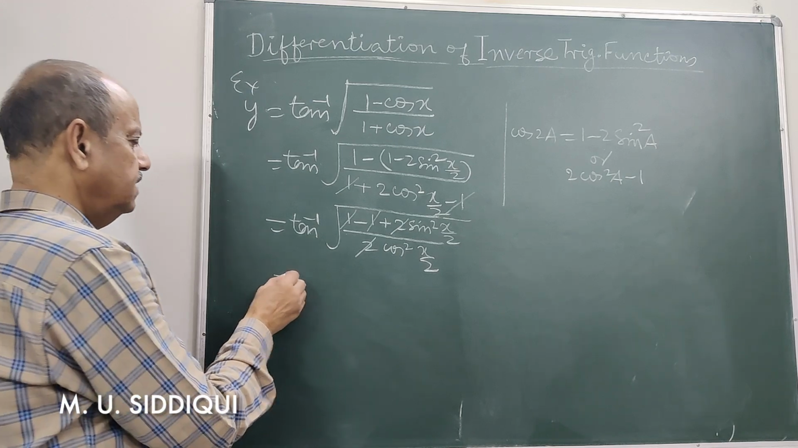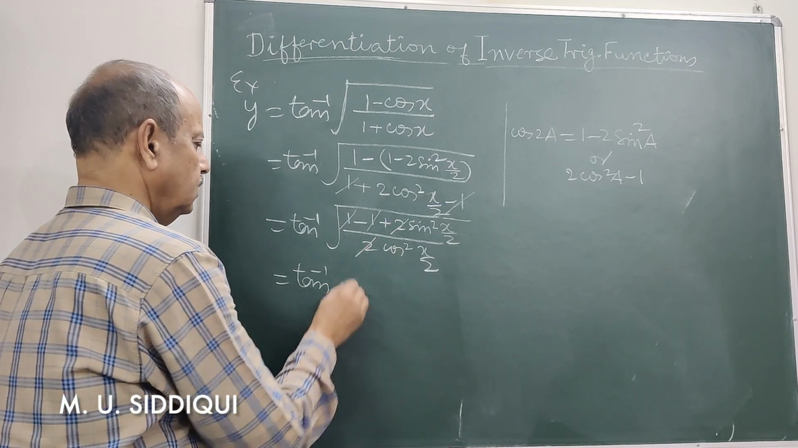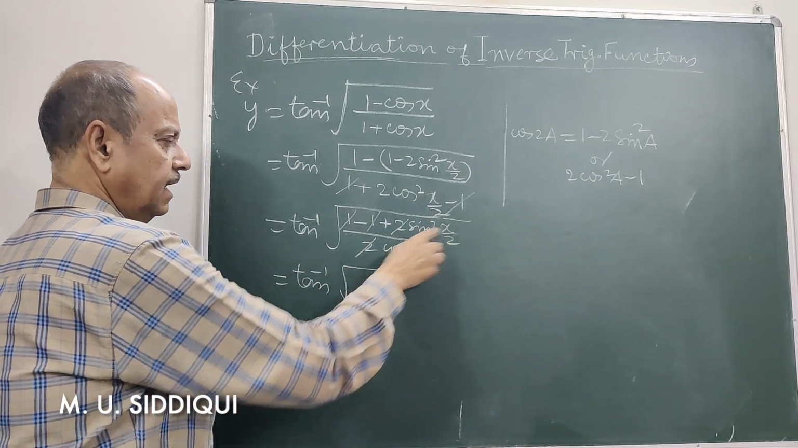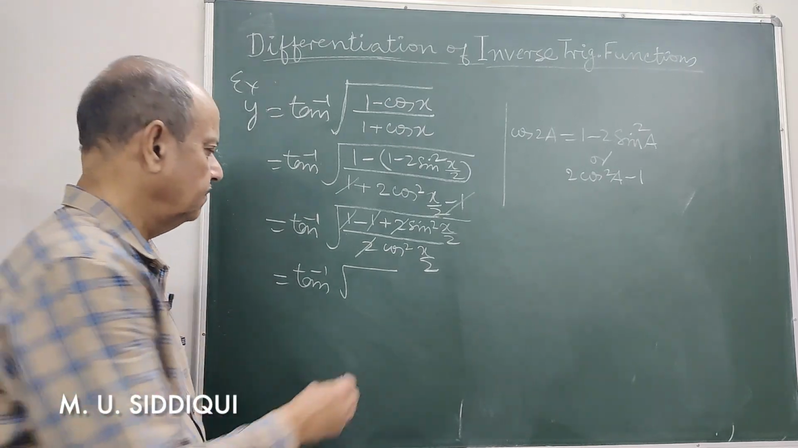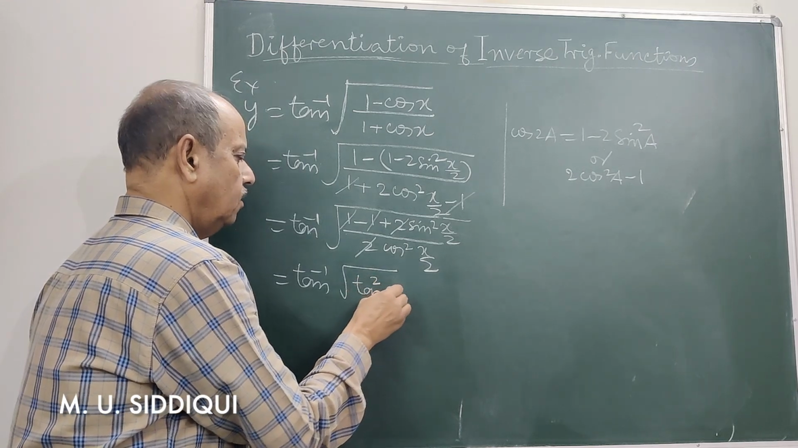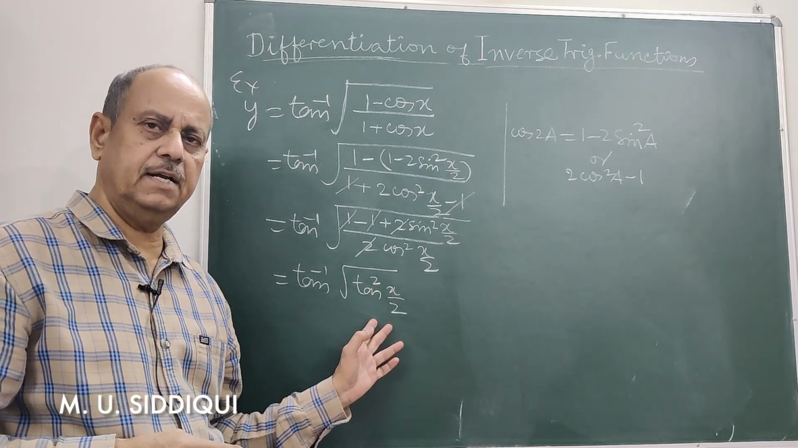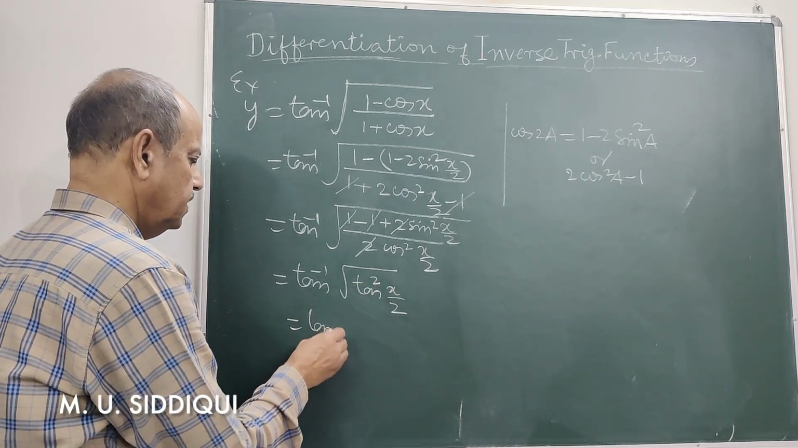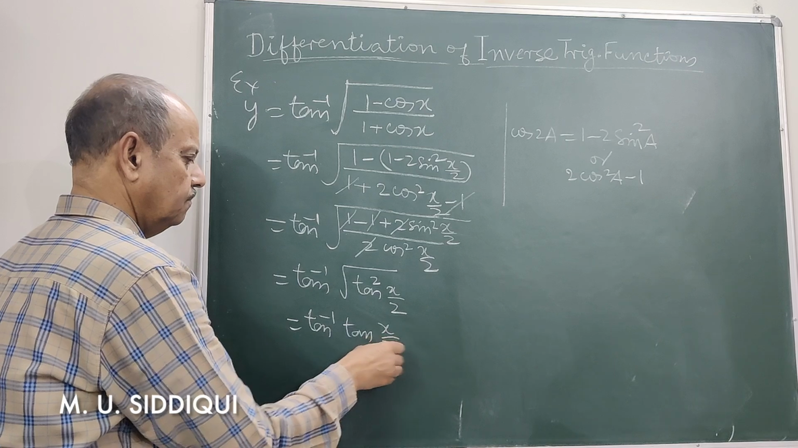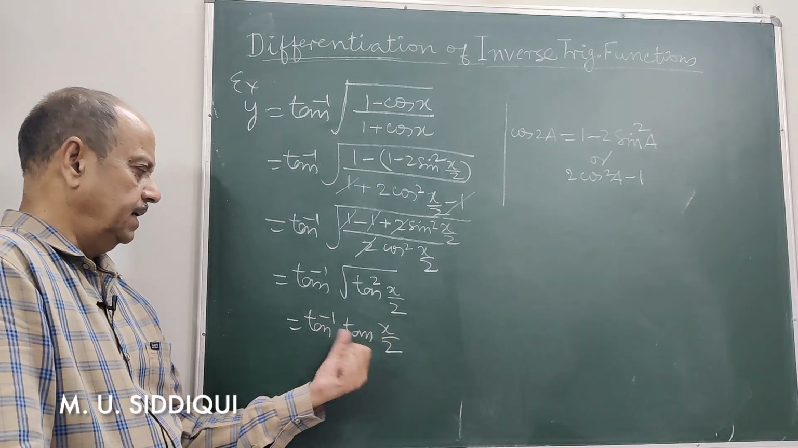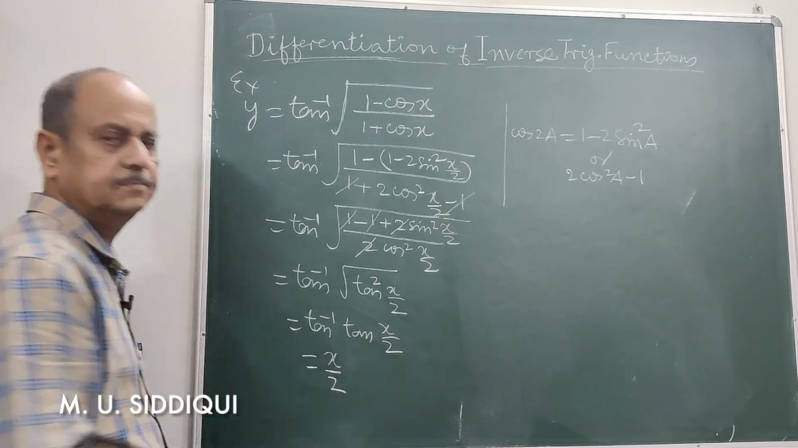right? So you can say you got it as tan inverse, and inside this square root sign you got sine square of an angle upon cos square of the same angle, that is tan square of the same angle. You got tan inverse of root of tan square x by 2. Simply you can say this is tan inverse of tan of x by 2, and in the particular domain tan inverse of tan will simply remove them, and you got the simplified form as x upon 2.